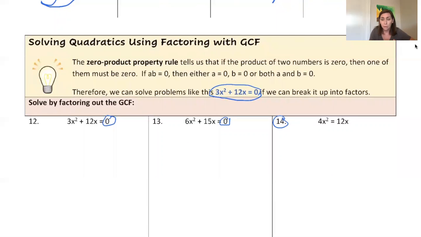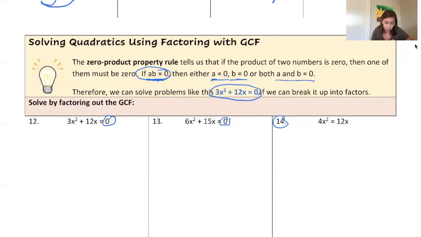But for now, I'm not going to explain too much why they're equal to 0, but it is an important piece to this unit. But for now, the fact that they're equal to 0 is really important because of the zero product property rule, which basically says if you have two things multiplied together and the answer is 0, one of those things must be 0. Right? So if A times B is 0, either A is 0, B is 0, or maybe both of them are 0. So we're going to use that idea to solve for x.